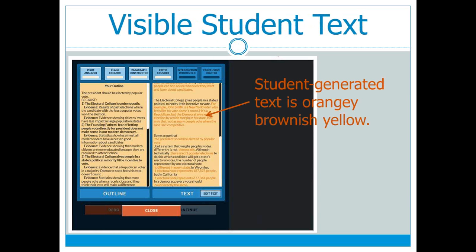Another feature is the visible student text. This was an issue with the first version of Drafting Board, if you used that, you may remember. Now you'll see that all student-generated text is in this orangey color. It lets you as the teacher easily glance over students' shoulders and spot the work that they've written on their own. And obviously it lets students easily see their own work as well.